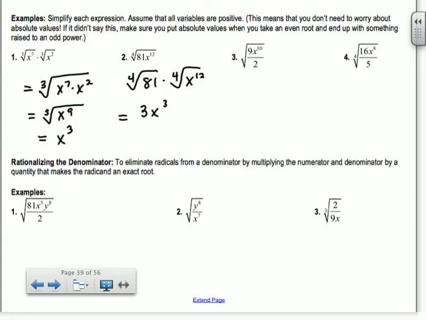So I have the square root of 9 times the square root of x to the 10th over the square root of 2. Okay, so it's going to be 3x to the 5th all over the square root of 2.